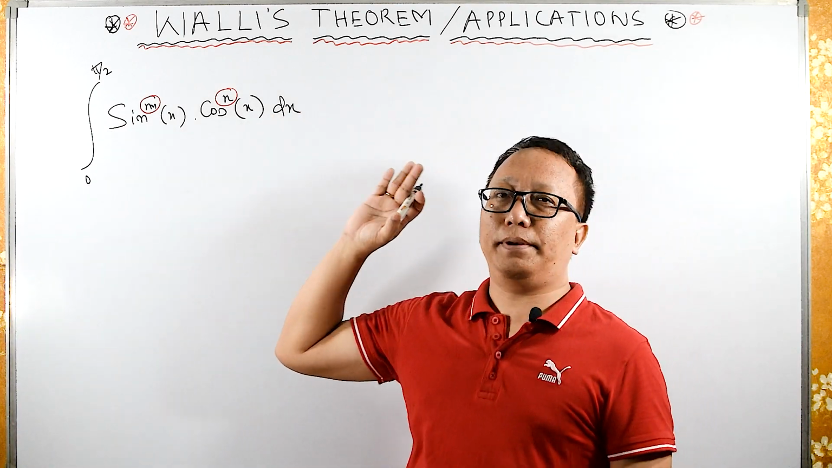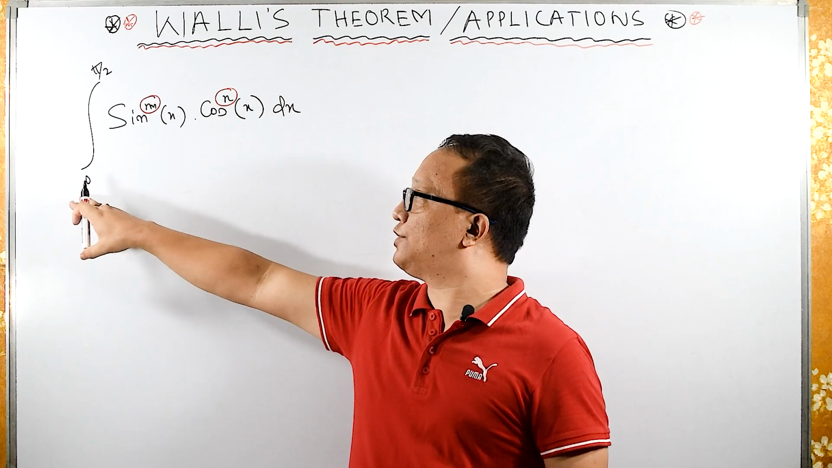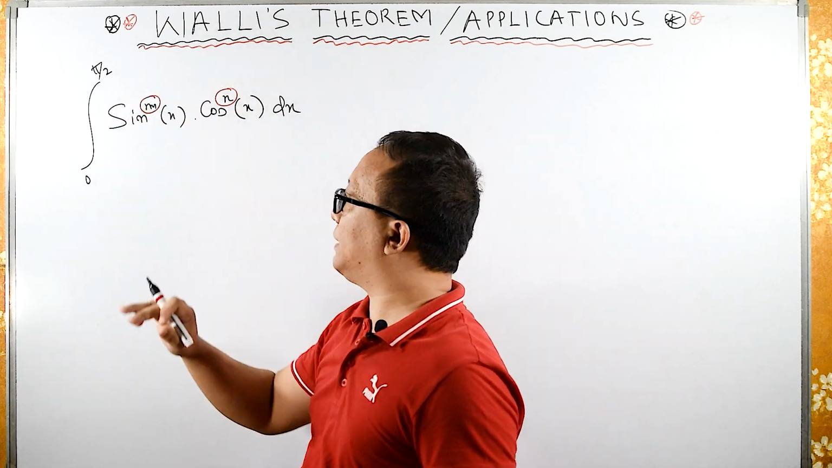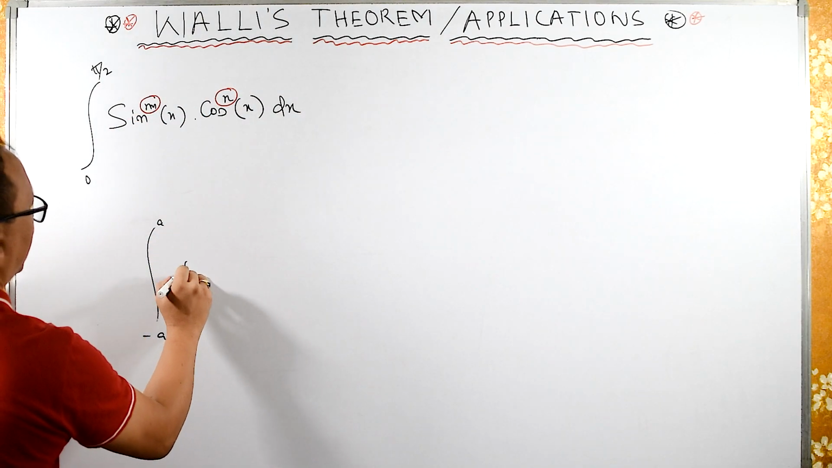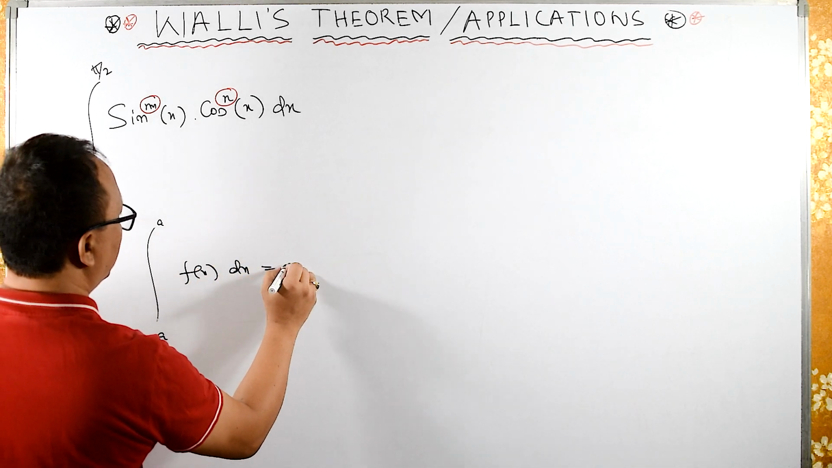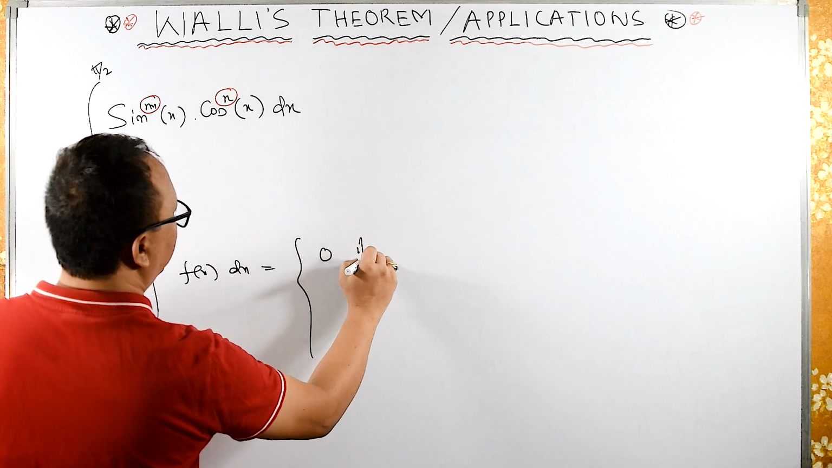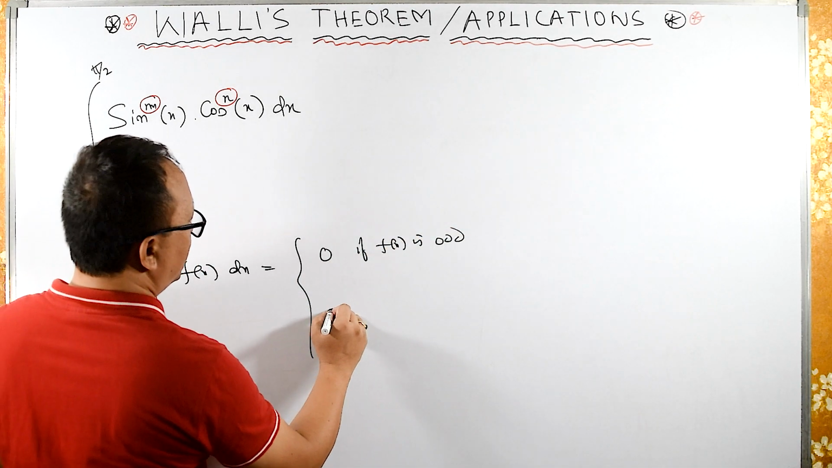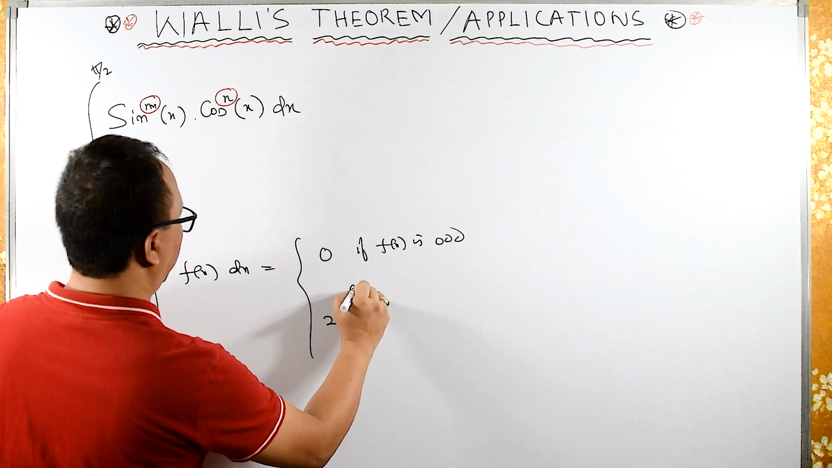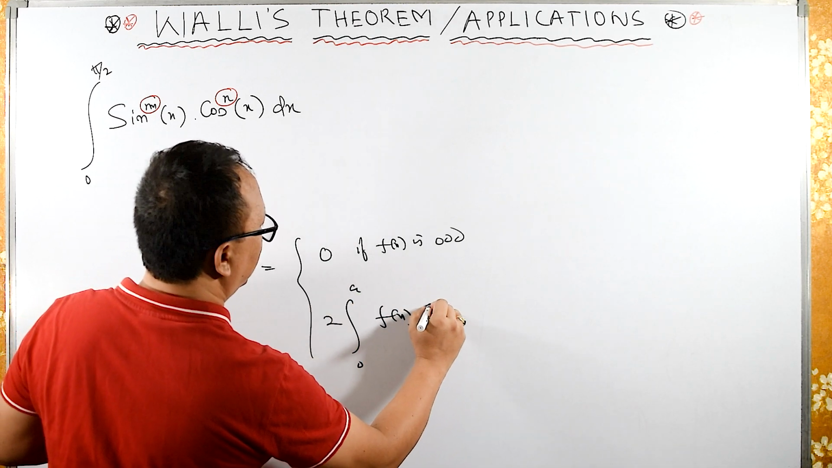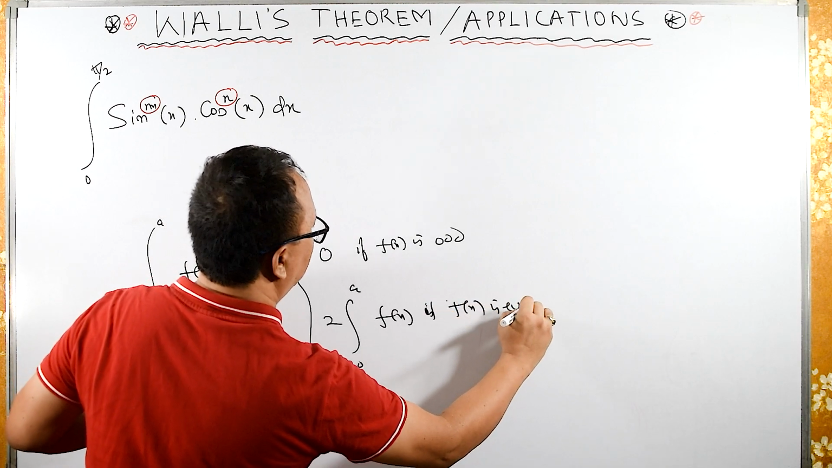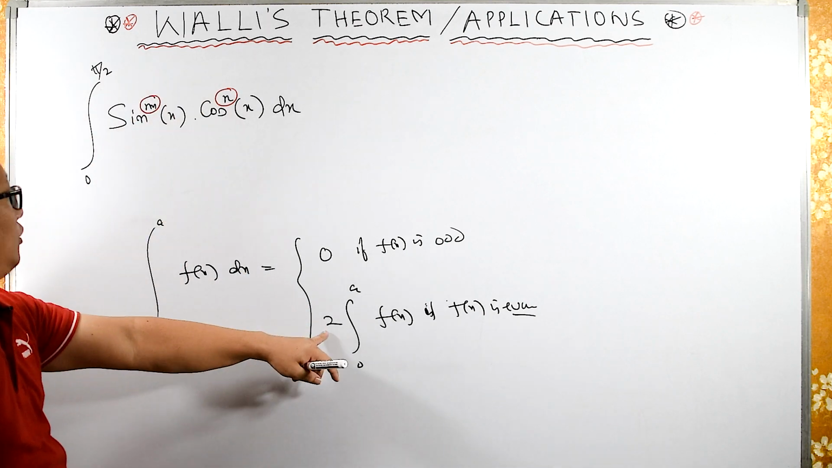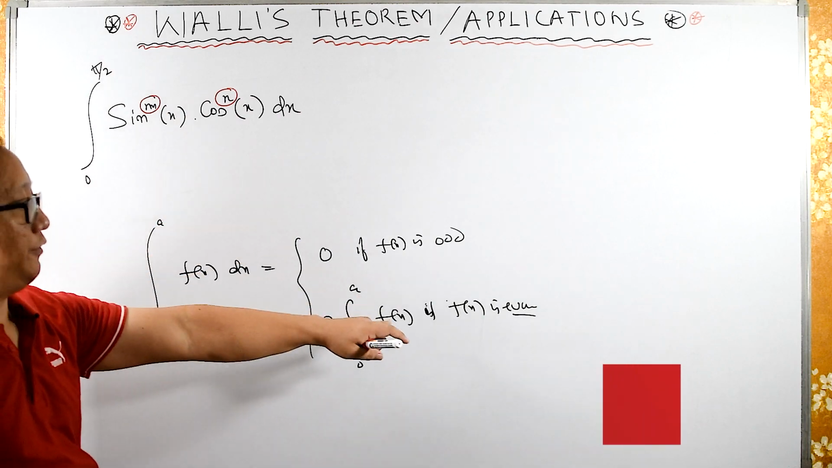So Wallis theorem is applicable only when the limit is 0 to pi by 2, okay. If it is not 0 to pi by 2, we can bring it into 0 to pi by 2. For example, the integral from minus a to a of f of x dx is equal to 0 if f of x is odd, and it is equal to twice the integral from 0 to a of f of x if f of x is an even function. If it is something like minus pi by 2 to pi by 2, we can bring it into twice 0 to pi by 2 if f of x is even.